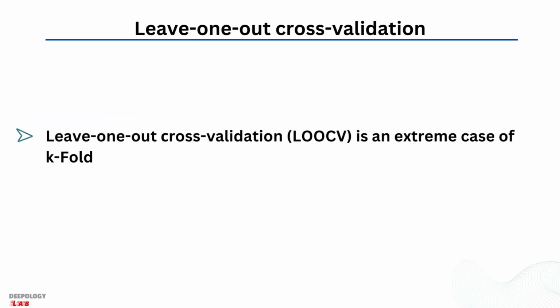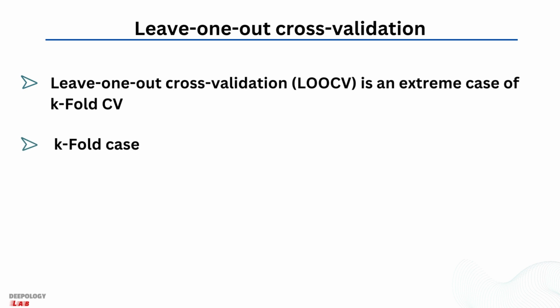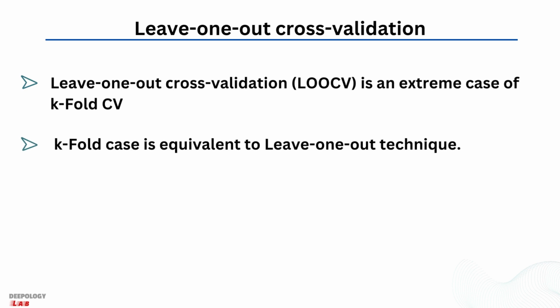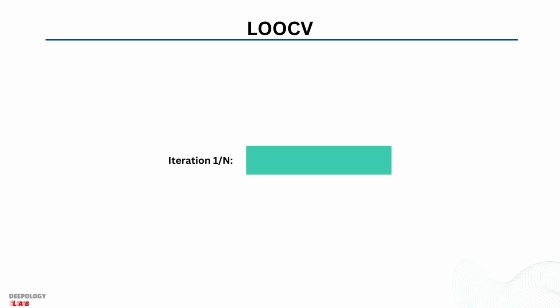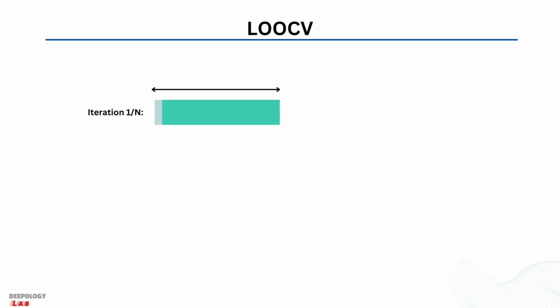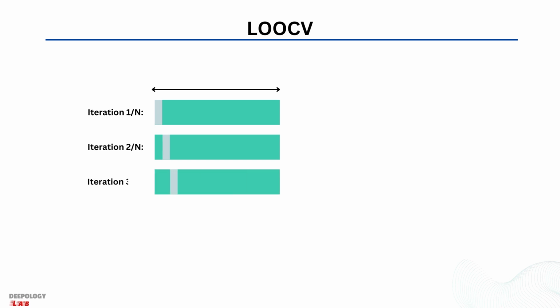Leave one out cross-validation is an extreme case of k-fold CV. Imagine if k is equal to n, where n is the number of samples in the dataset. Such a k-fold case is equivalent to the leave one out technique. The algorithm of the leave one out technique steps. Step 1. Choose one sample from the dataset, which will be the test set. Step 2. The remaining n-1 samples will be the training set.